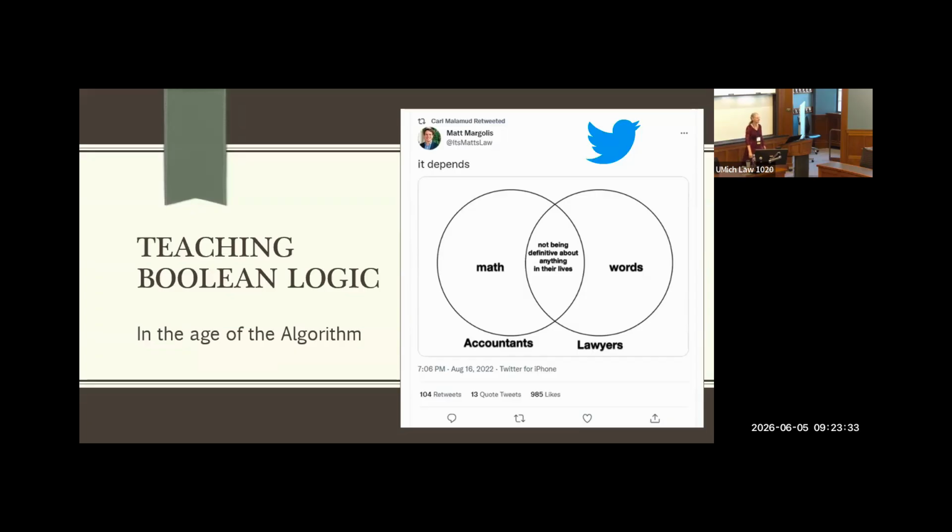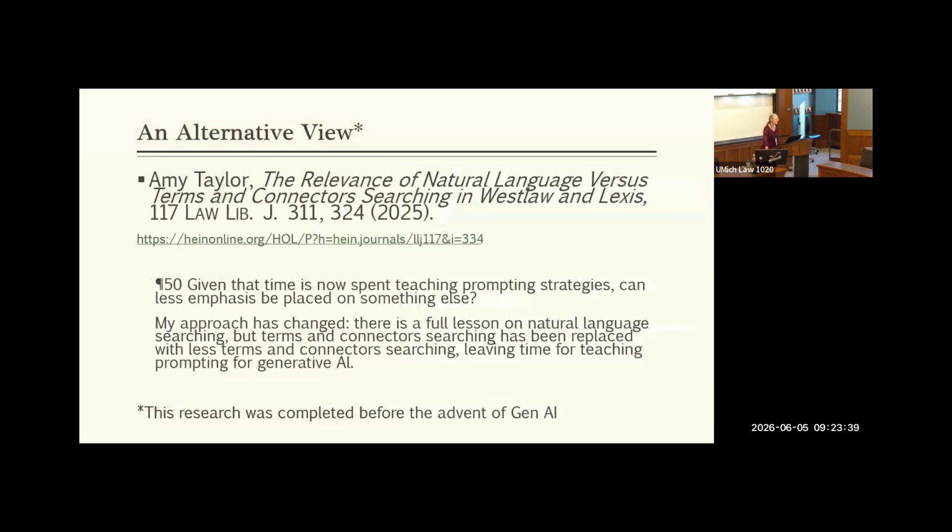But as of course, it depends, for both accountants and lawyers. Amy Taylor is a colleague of mine. I love her dearly, but we violently disagree on this topic. She just published this article, and unfortunately, because the statistical analysis takes a long time, it's pre-Gen AI. She compared natural language versus terms and connectors, and had a bunch of people do searches with the different styles of searching, and then compared the results. She decided she's not going to emphasize terms and connectors as much as she used to, because she needs to make time in the syllabus to teach Gen AI, so terms and connectors are the things that she's losing.